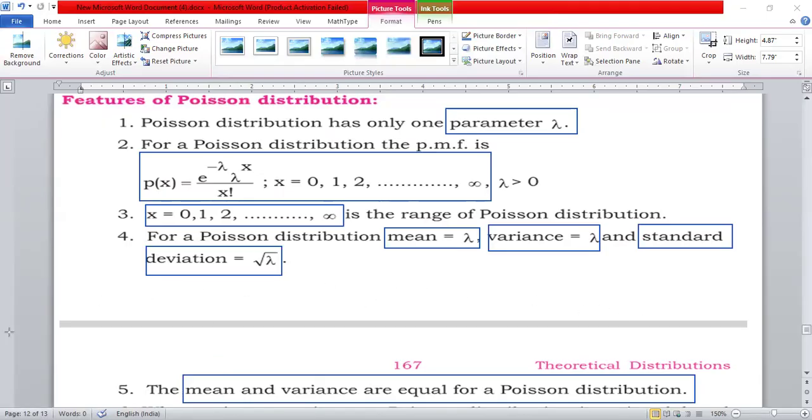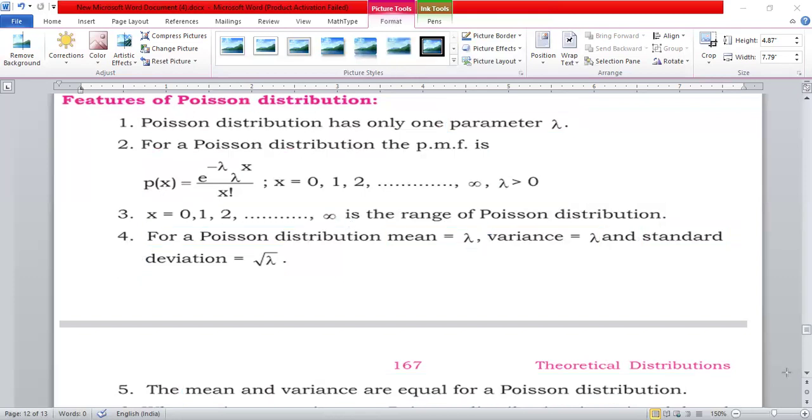This is a 1 mark question. Bernoulli and binomial are both the same: the mean is greater than the variance. But here in Poisson it is not greater, because the mean is equal to the variance. Same formula. So we are going to write it like this only: mean is equal to variance.